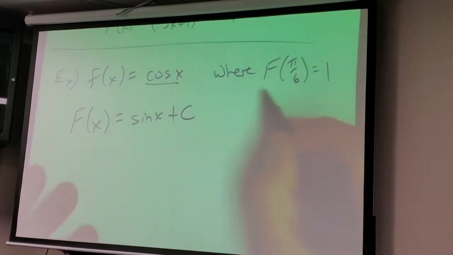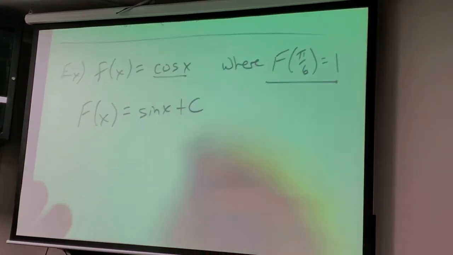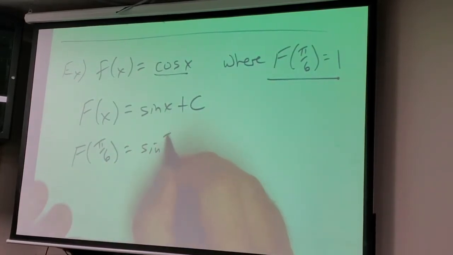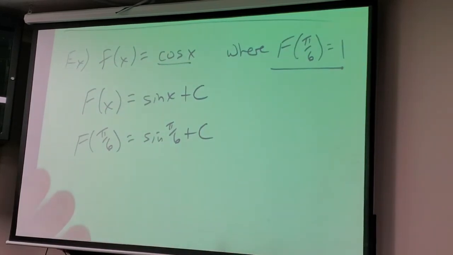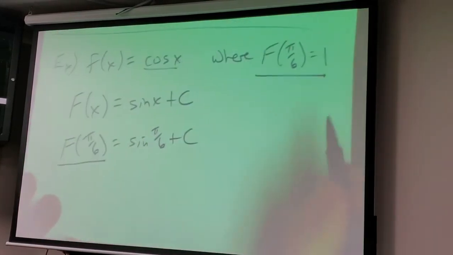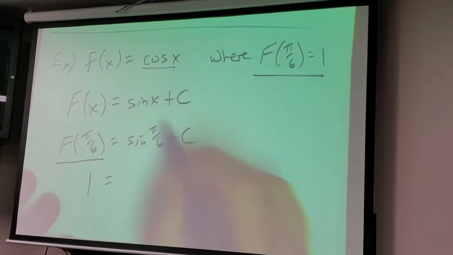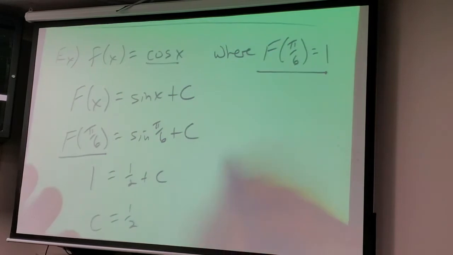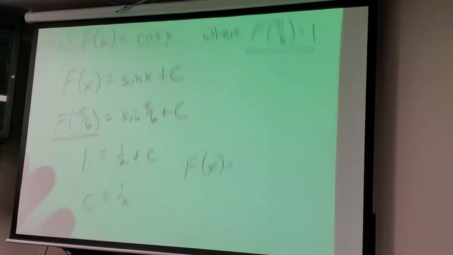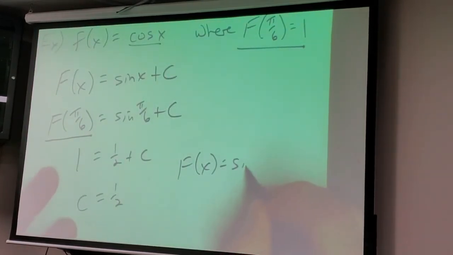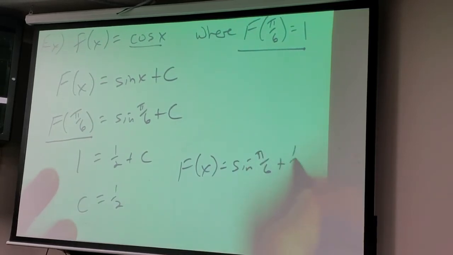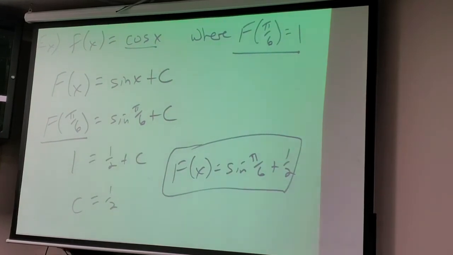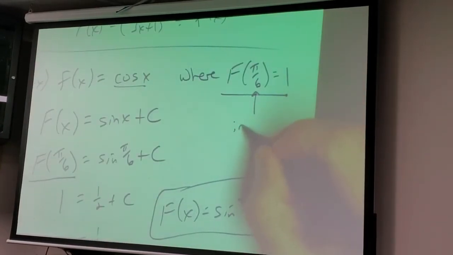And now, what does this do for me? What's f of pi over 6? Sine of pi over 6 plus C. And what is this supposed to be? 1. So 1 equals, yeah, I heard it, 1/2 plus C. So C is 1/2. So what is big F of x? Yeah, sine of x plus 1/2. Bam.